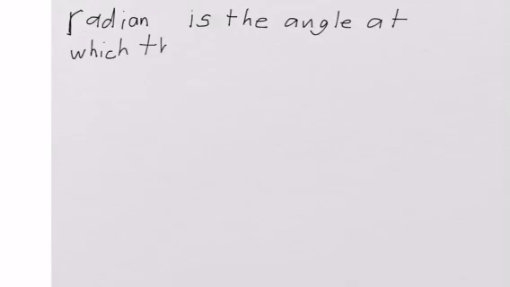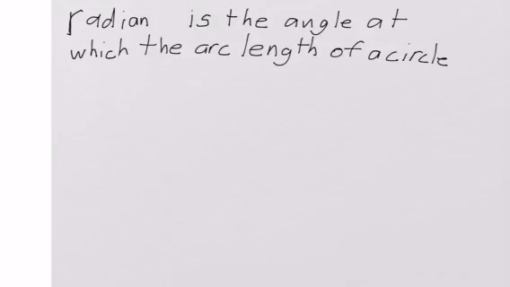A radian is the angle at which the arc length of a circle is equal to its radius.